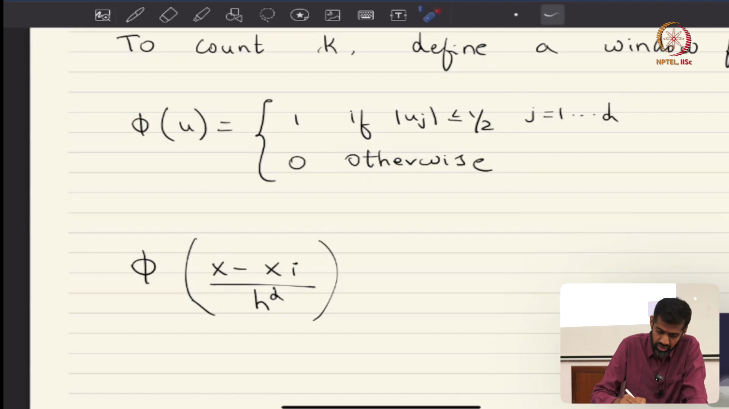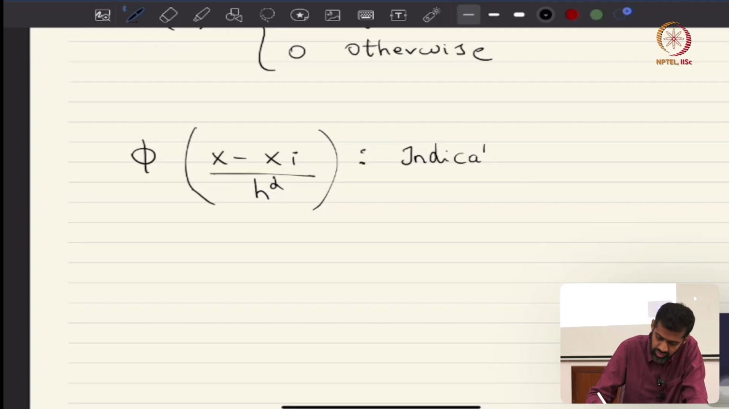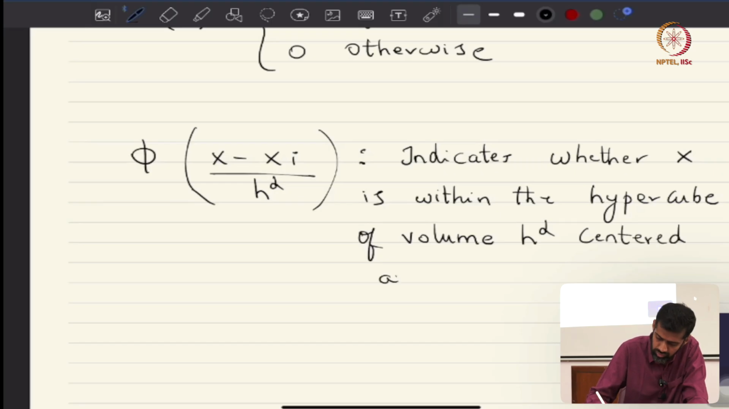Okay. Now remember that, so I will write that this indicates whether x is within the hypercube of volume h power d centered around xi.